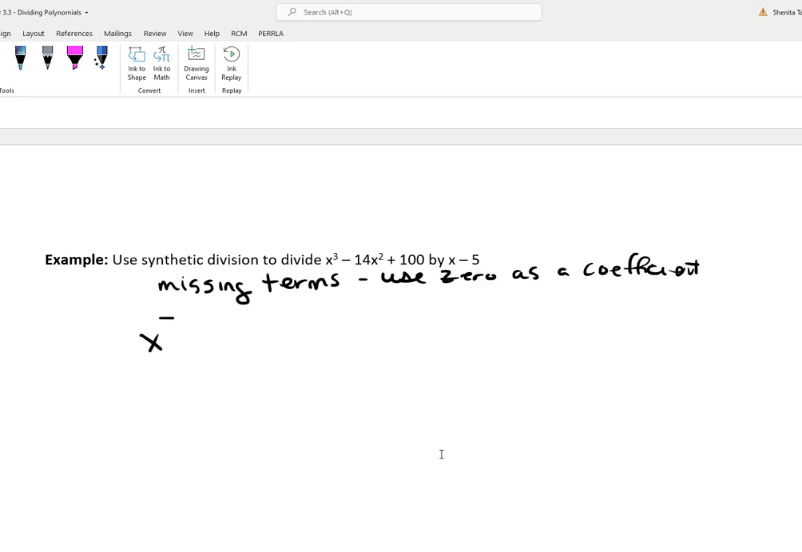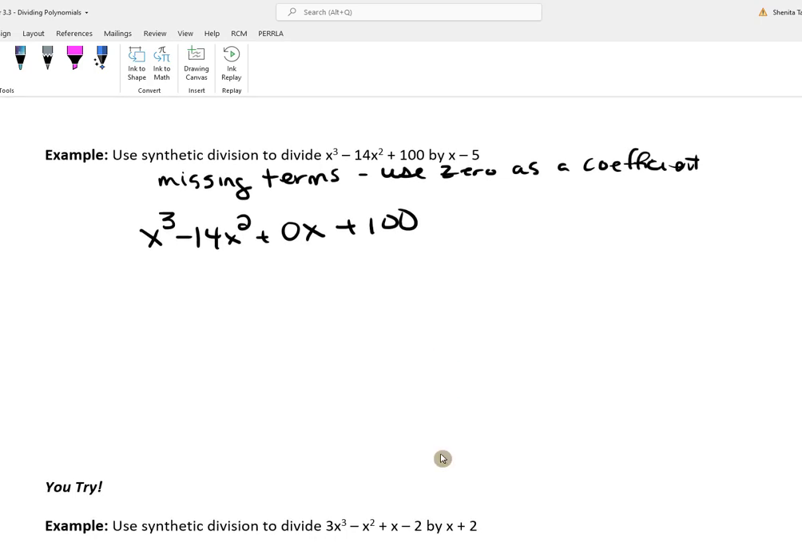Okay, so I'm going to put x cubed minus 14x squared plus 0x, since that's the term I'm missing, plus 100. So now I'll go ahead and divide this out. I'm going to put 5 here. That's my c. I have 1, negative 14, 0, and 100.